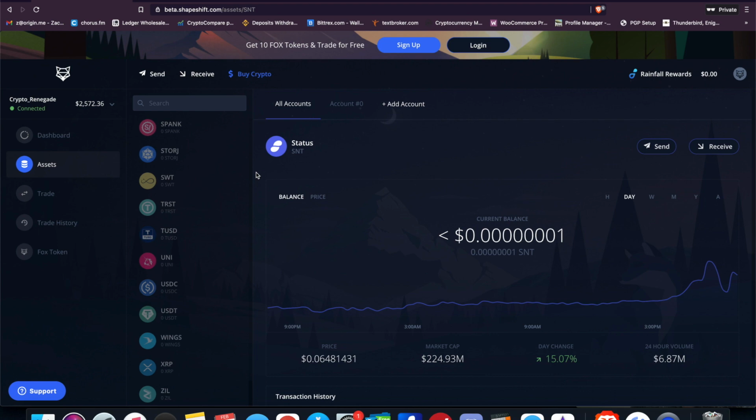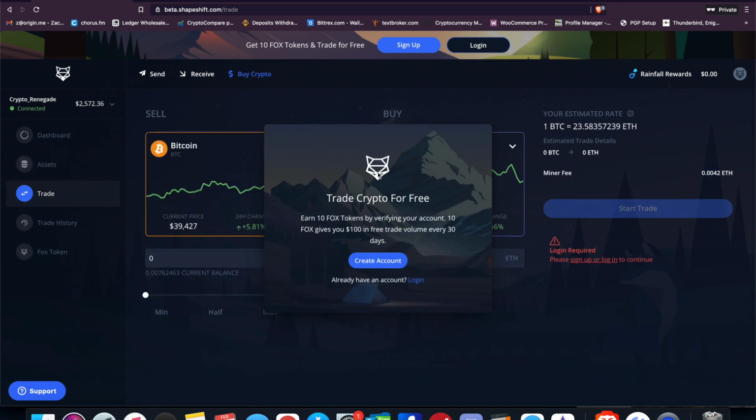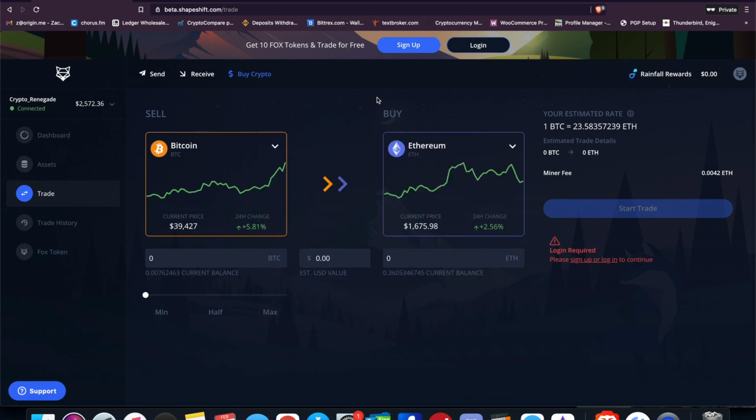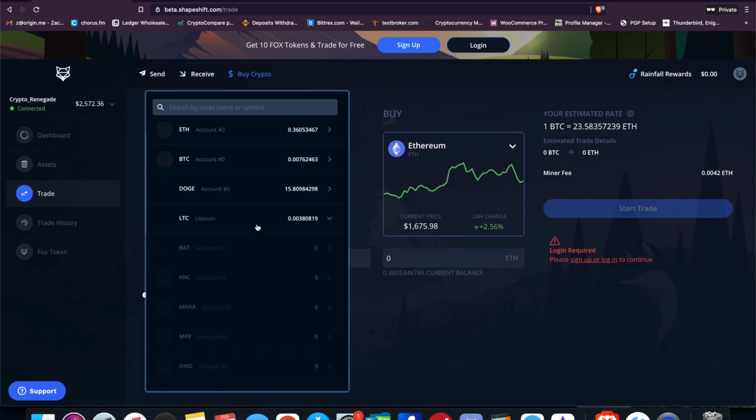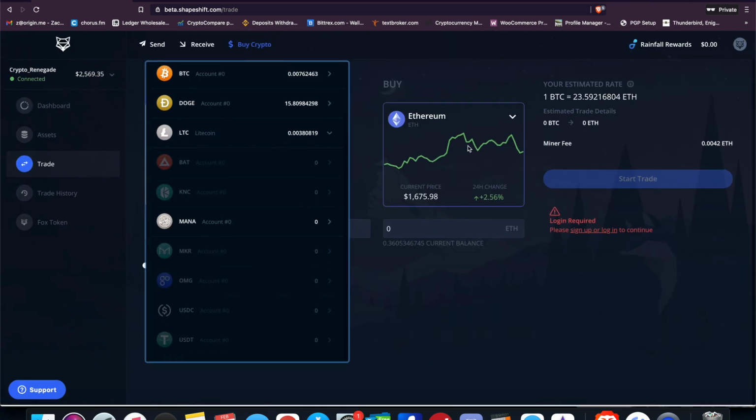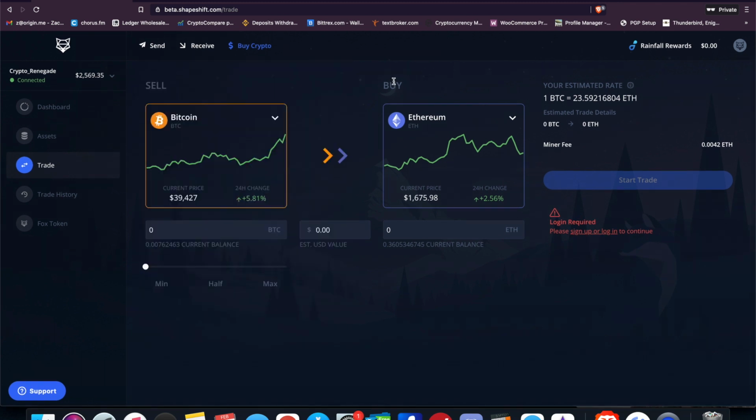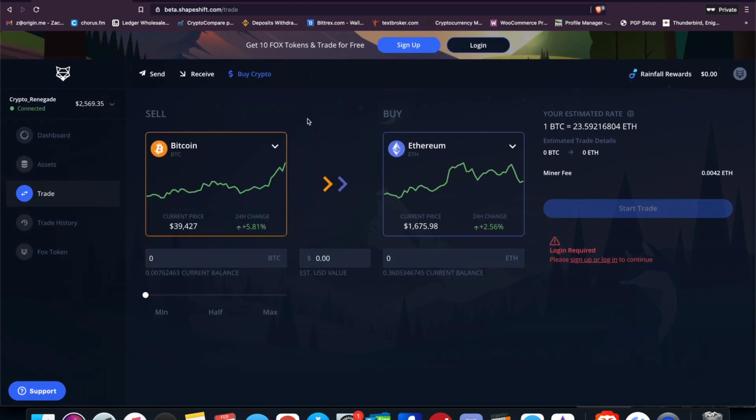ShapeShift does have a mobile app for trading, but if you wanna trade using your hardware wallet, KeepKey, like I do, you have to come to beta.shapeshift.com and then sign in and do as I did, which is, you know, authorize and authenticate your device, and then you can come in here. It allows you to trade. As you see, if I do wanna trade, it does require me to log in and use my account, but it allows you to trade and swap between multiple different assets that you can buy and sell, and you can authorize it on your device, which is really cool.